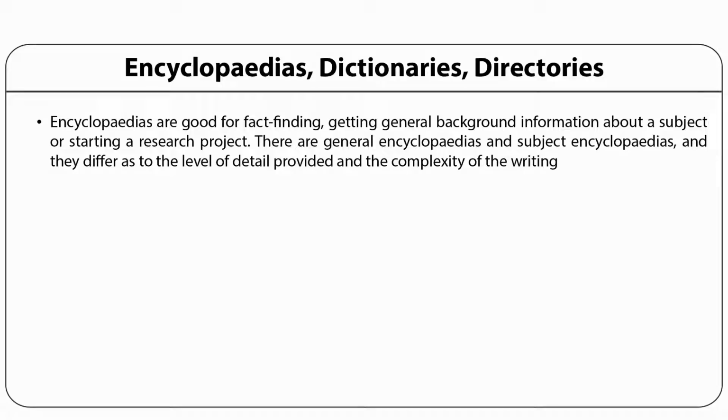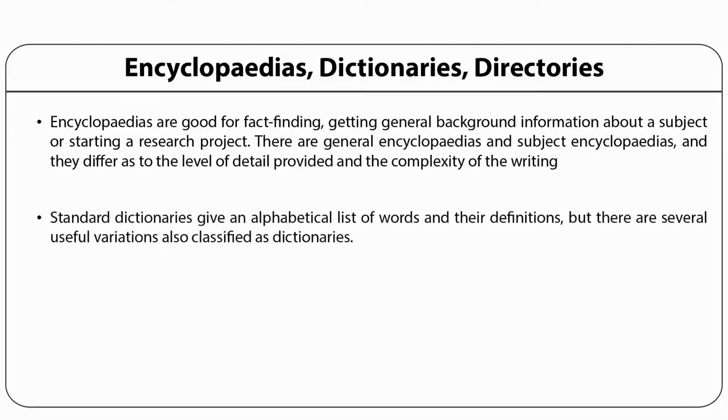The second category is dictionaries. Standard dictionaries give an alphabetical list of words and their definitions, but there are several useful variations also classified as dictionaries. It has to be remembered that dictionaries are different from thesaurus or thesauri, which contain synonyms and antonyms, that is the opposites, but usually do not define the words. An example of an online dictionary is Merriam-Webster dictionary, which is a general dictionary. Another example is a dictionary of physics, which is a subject dictionary.